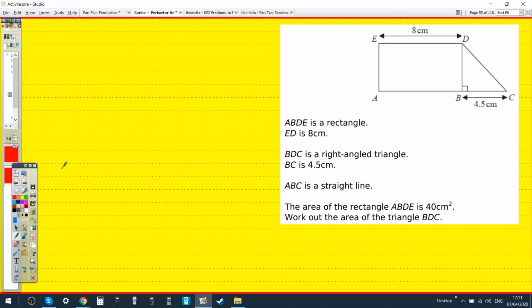Okay. So what can you think? I think what you have to do is you need to split up the 40 centimeters squared. Just a second, sorry. Sorry about that. So the rectangle has an area of 40. Is there anything you can use? Is there anything you can do with that?